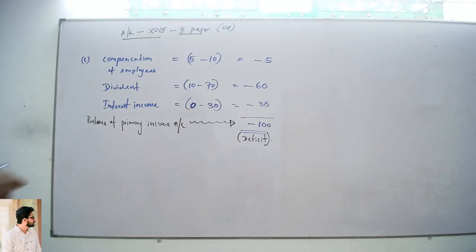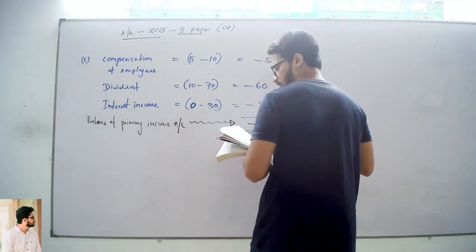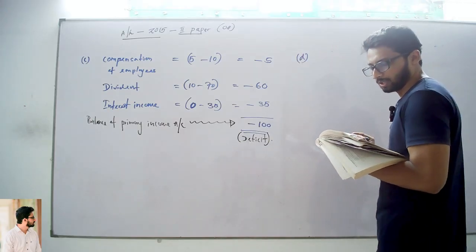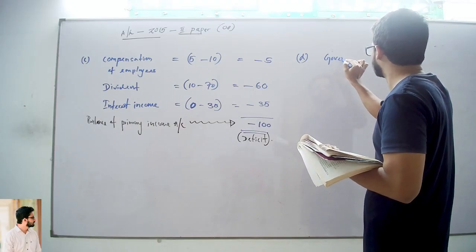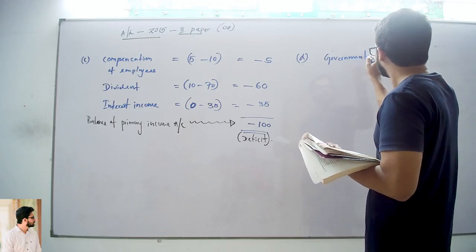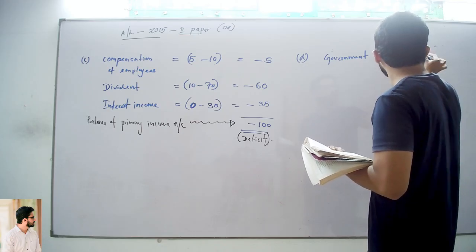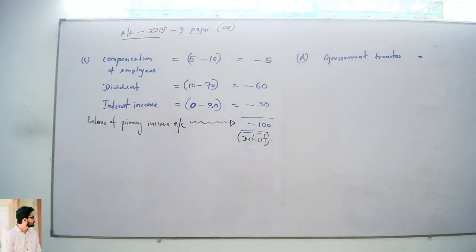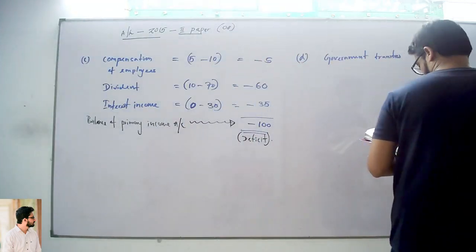Secondary income account. Here, there are two transactions recorded in the secondary income account. First one, government transfers. This is called official transfers as well. Government transfers mean the donations and charities exchanged between governments, our government and the governments of other countries.